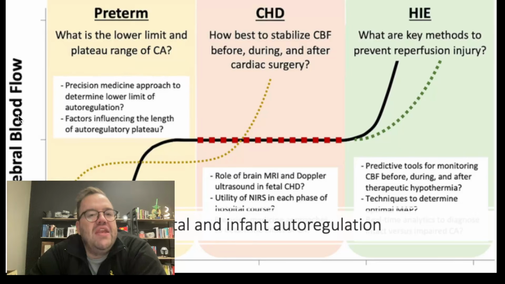So if you have a neonate or if you have an infant, so anyone under the age of 1 year coming for neurosurgery, but coming for any surgery, keep in mind that their autoregulation in their cerebral blood flow is very pressure dependent, much more pressure dependent than an adult.